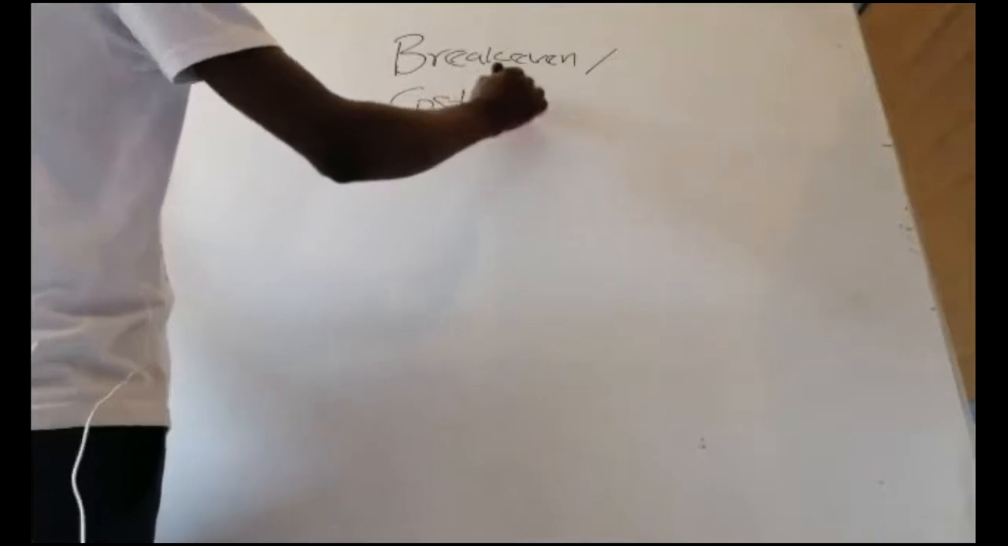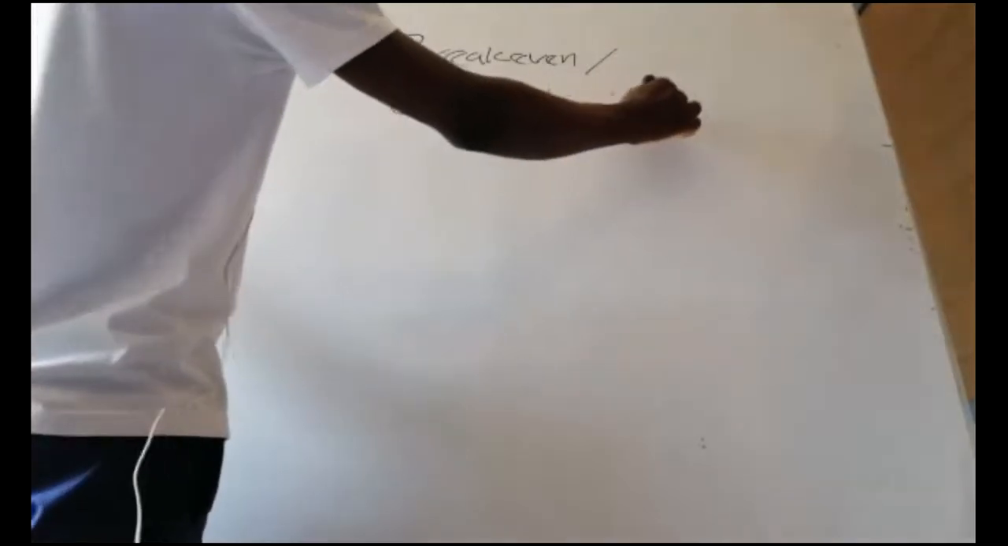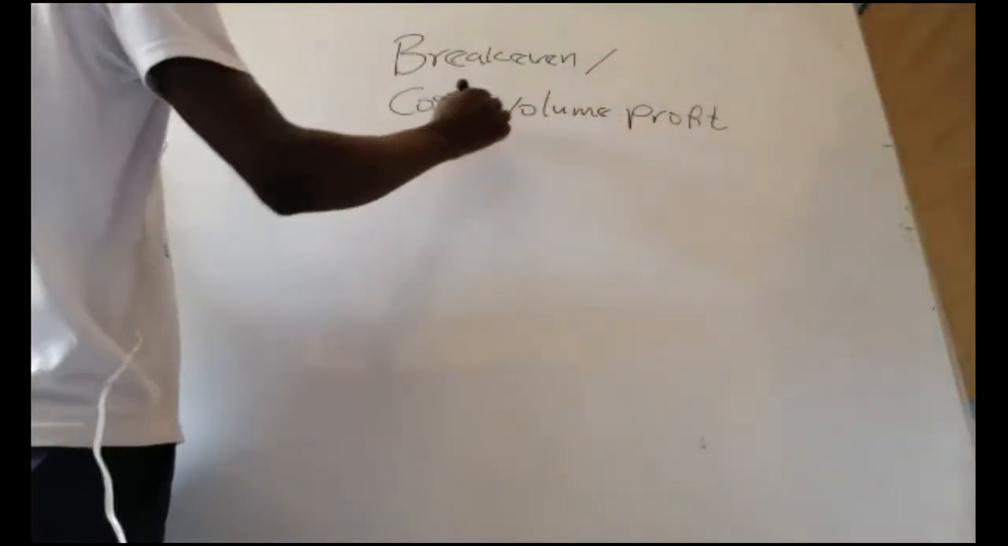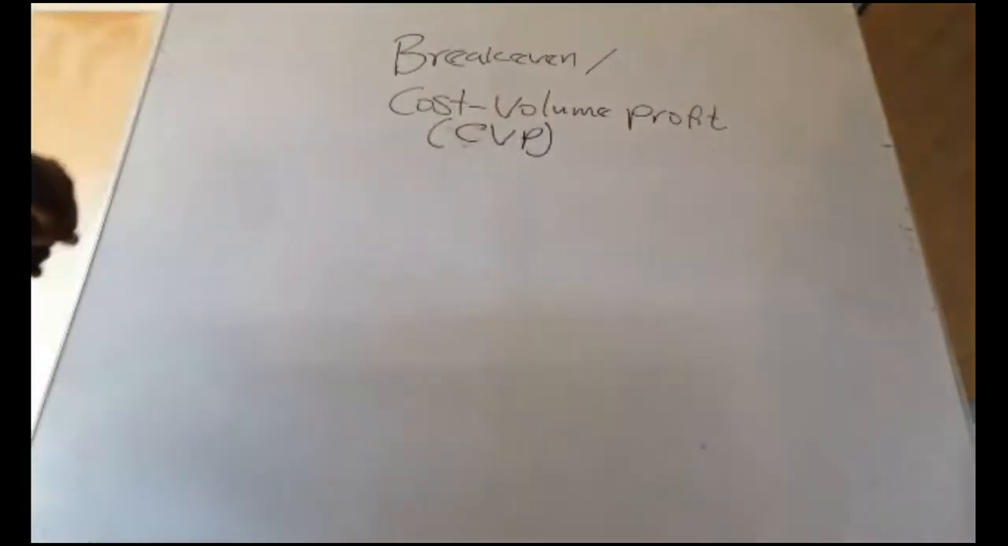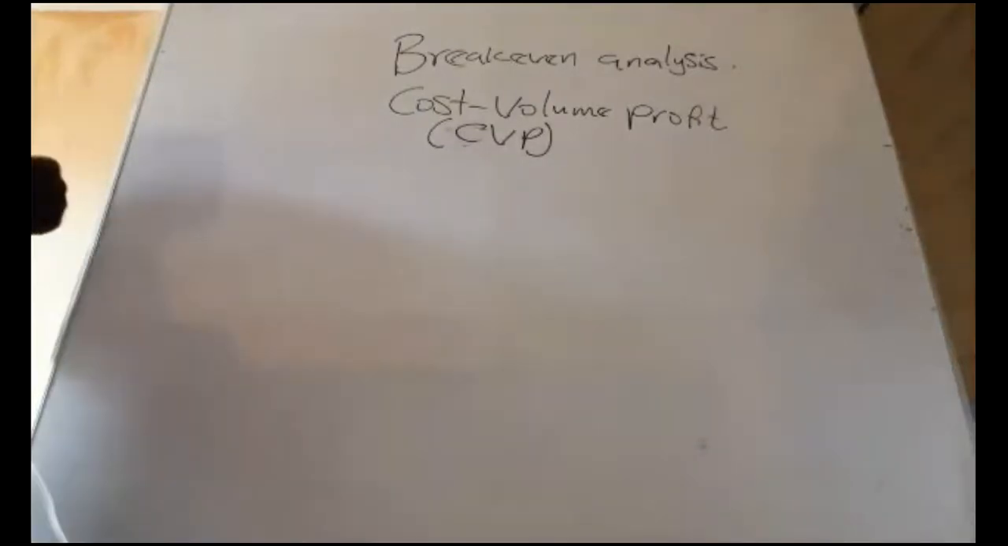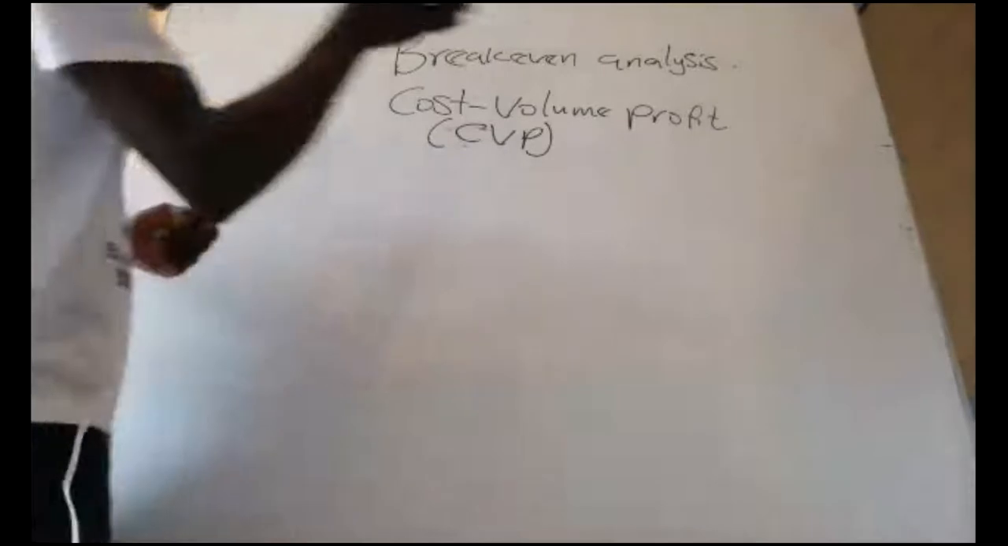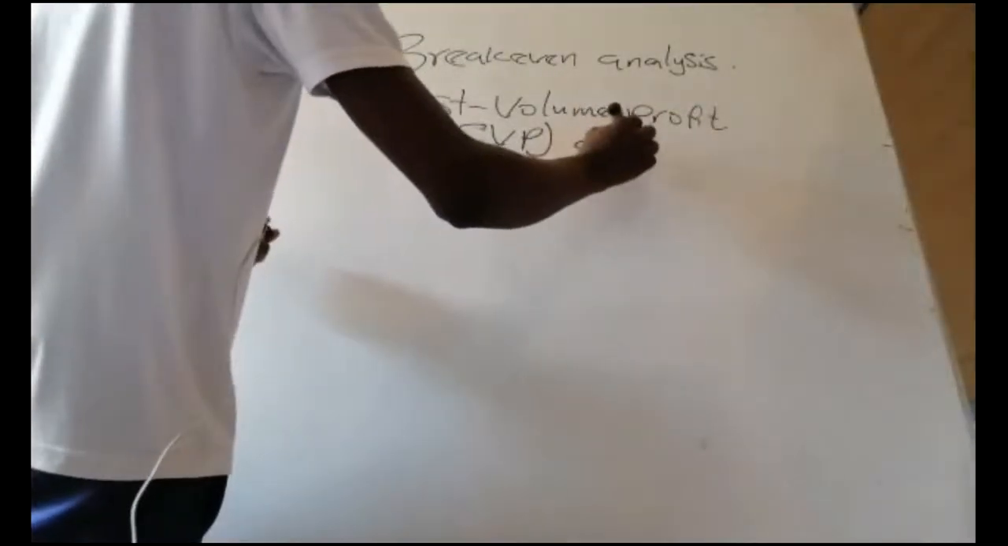Today, we're looking at the cost volume profit analysis, locally called break-even or generally called break-even analysis. So it is called break-even or cost volume profit analysis, nicknamed the CVP analysis. Break-even analysis or CVP analysis, that's the topic today. They are the same, so you can add the word analysis here.